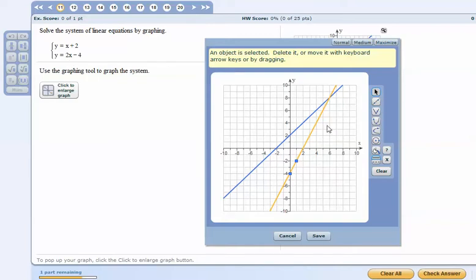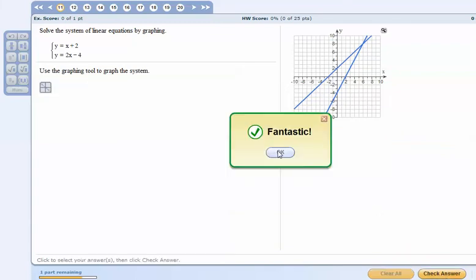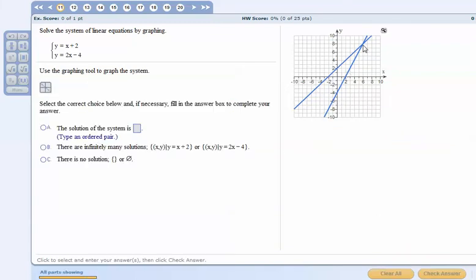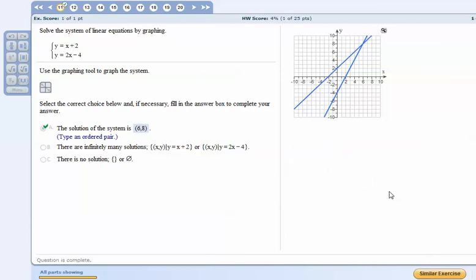Now at this point, we're going to find the solution by finding the point where they intersect. And we can see here that they're going to intersect at the point 6, comma 8. So first we'll check our graph, make sure that's right. And we do see there is one solution. That solution is the ordered pair 6, comma 8. So that's how we would solve a system of linear equations by graphing.